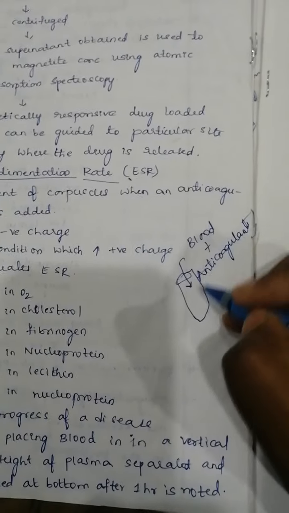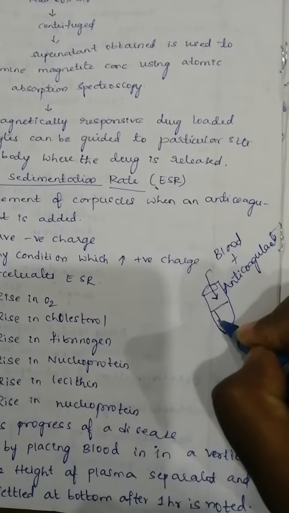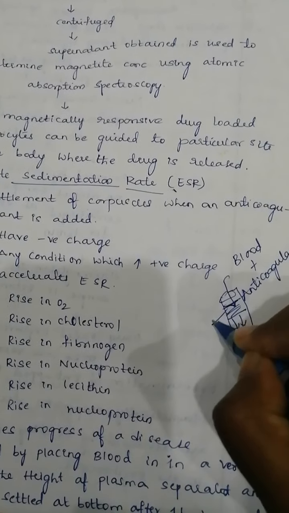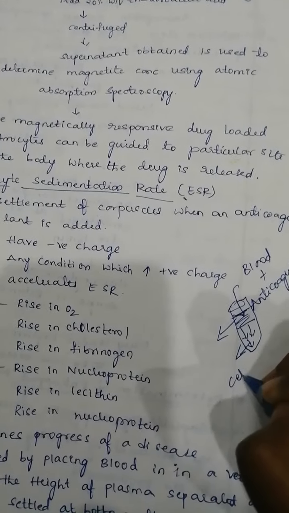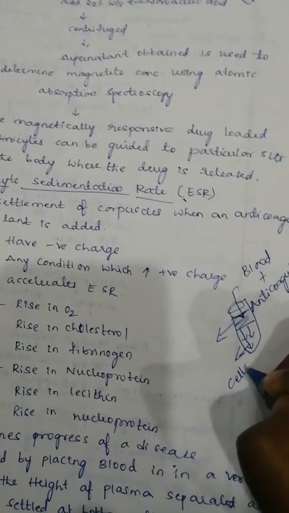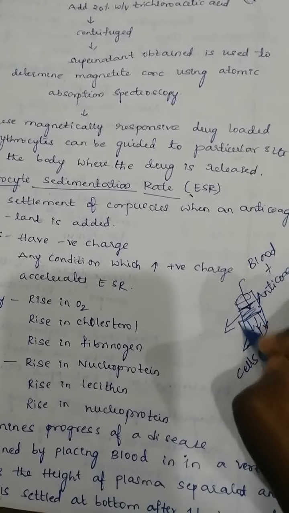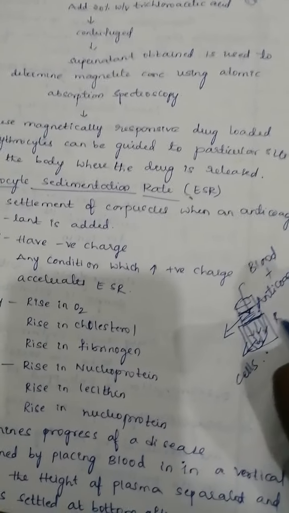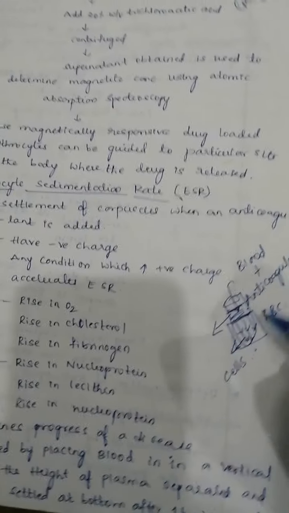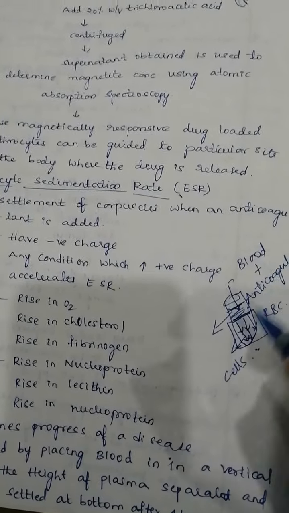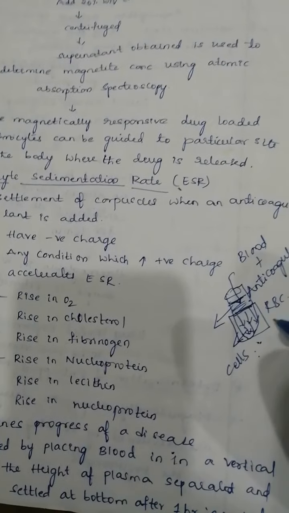So after some time, the heavyweight cells settle. Plasma will have a certain density and your cells will have a certain density. If the density of the cells is greater than that of the plasma, all the cells will settle at the bottom of your test tube. This sedimentation, that is, the settlement of all the RBCs and other cells at the lowermost region of the test tube when you add anticoagulant-containing blood, is called the erythrocyte sedimentation rate.